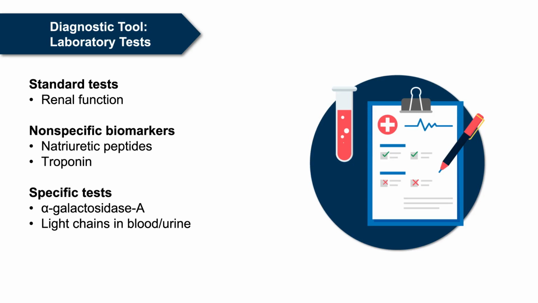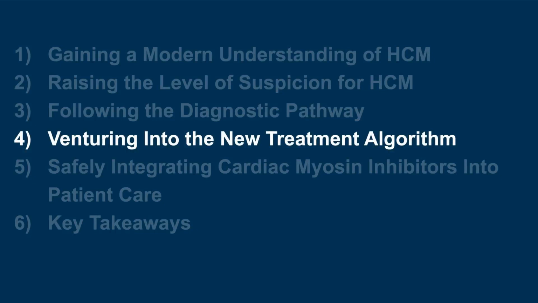When we've excluded phenocopies, and we suspect that the patient may have sarcomeric hypertrophic cardiomyopathy, then genetic testing enables us to confirm the diagnosis and also provides a method for cascade screening of relatives. Once you have a confirmed diagnosis, what options are available for you to consider for managing hypertrophic cardiomyopathy? Let's venture into the new treatment algorithm and the latest clinical data.